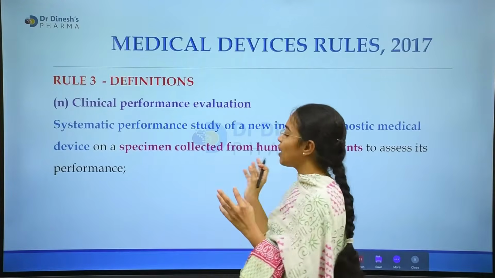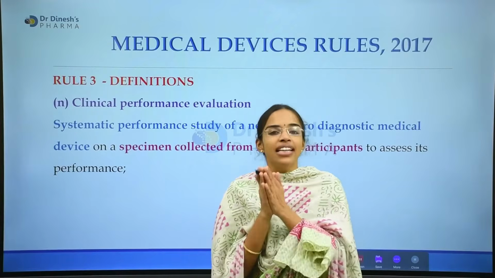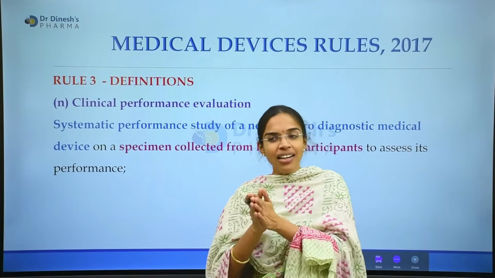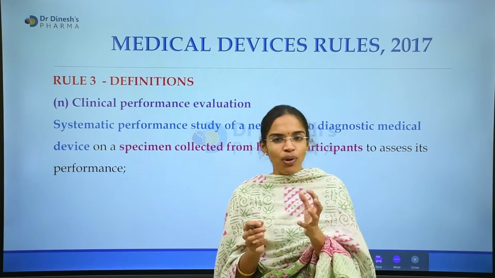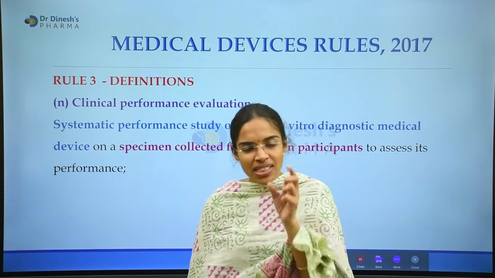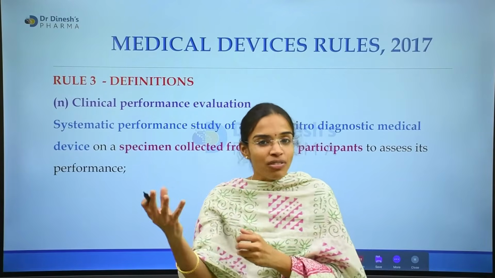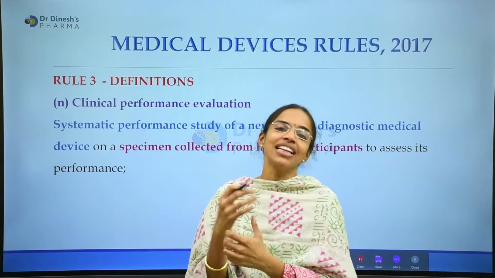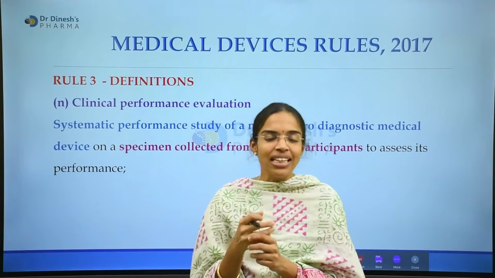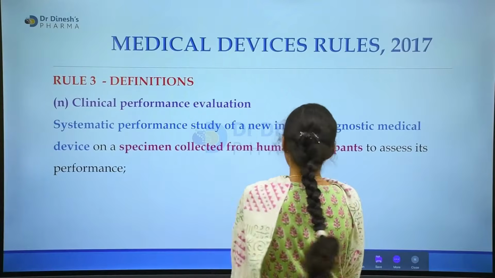So this clinical performance evaluation is a report. A report of what? A report of the established protocol and established parameters, which are compared to the parameters obtained after a clinical investigation. This clinical performance evaluation is a report. What does it show?